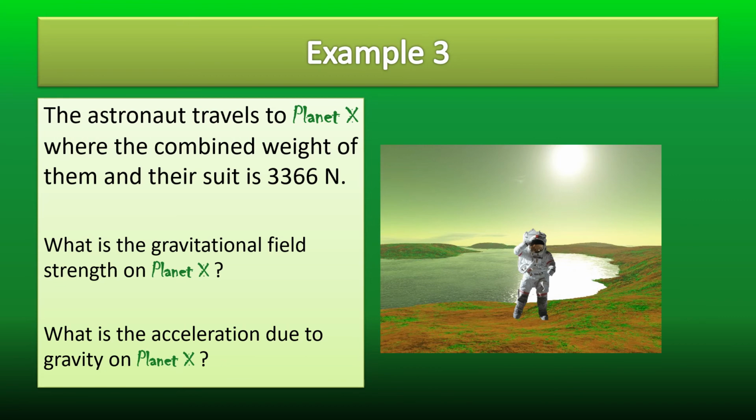We do have this other example here. It says the astronaut travels to planet X, where the combined weight of them and their suit is now 3,366 newtons. What is the gravitational field strength on planet X? What is the acceleration due to gravity on planet X? So we don't know how strong the field is. We have to calculate it based on this new weight. Maybe they brought one of those scales with them and they could read the force. They know how much force they're being pulled down with, but they don't know what the field strength is. But they do know one thing.